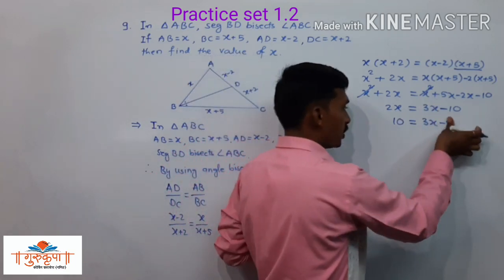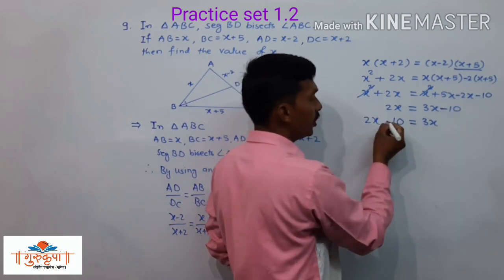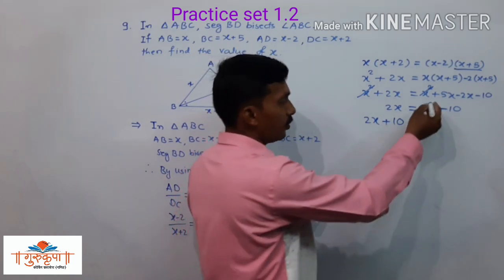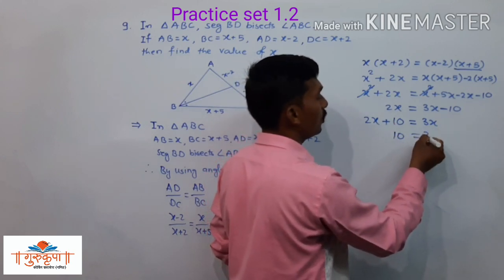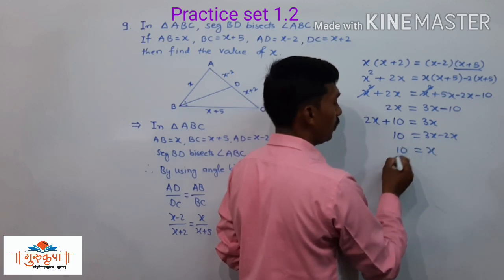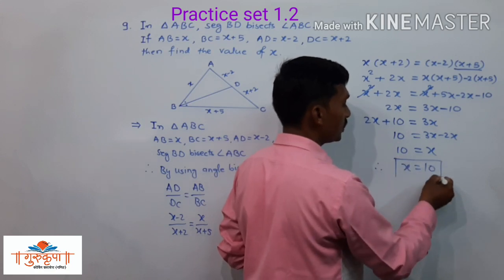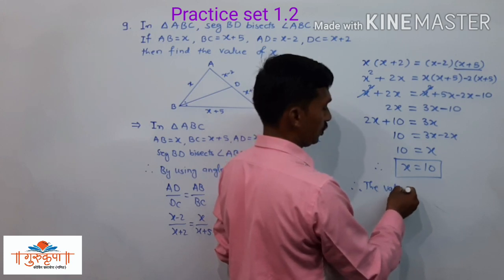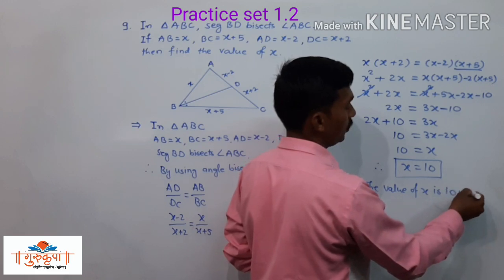Or we can transfer one by one. This 2x remains as it is, minus 10 is transferred to the left side, that will become 2x plus 10 is equal to 3x is remaining here. Now transfer this 2x to the right side, so we will get 10 is equal to 3x minus 2x, that is equal to x. So we have x is equal to 10. Therefore the value of x is 10. The value of x is 10 units.